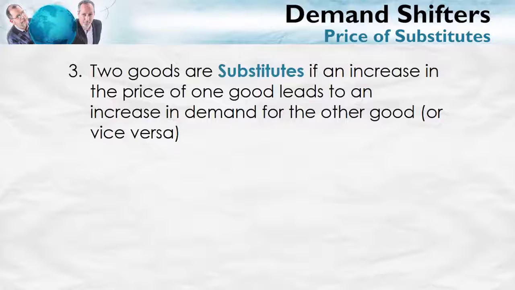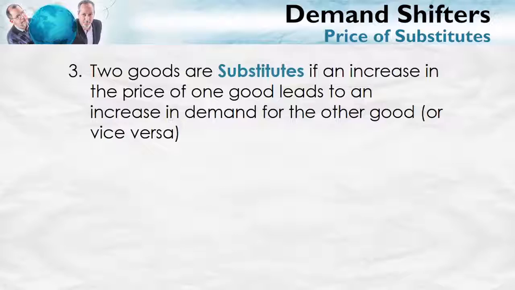Two goods are substitutes if an increase in the price of one good leads to an increase in demand for the other good as well. For example, suppose that the price of Nike shoes goes up. Well, that is going to increase the demand for Reebok shoes, and vice versa. Suppose instead that the price of Nike shoes goes down. That is going to decrease the demand for Reeboks as people switch from Reeboks to the now cheaper good, Nike.